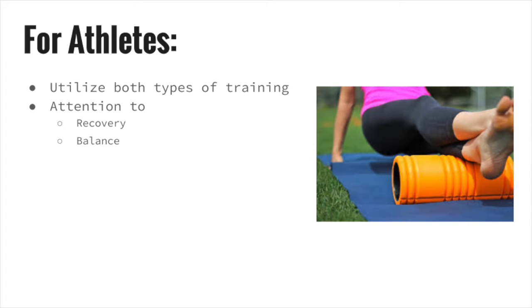For example, lactic acid, one of the waste products of anaerobic respiration, can build up in your muscles. Foam rolling helps to relieve and break down the lactic acid that would otherwise just sit and burn out your muscles. Another thing athletes need to be aware of is making sure that there's balance between the two types of training. While a sprinter may use more anaerobic respiration than an endurance runner, it's still important that both athletes keep a balance and use both types of training.